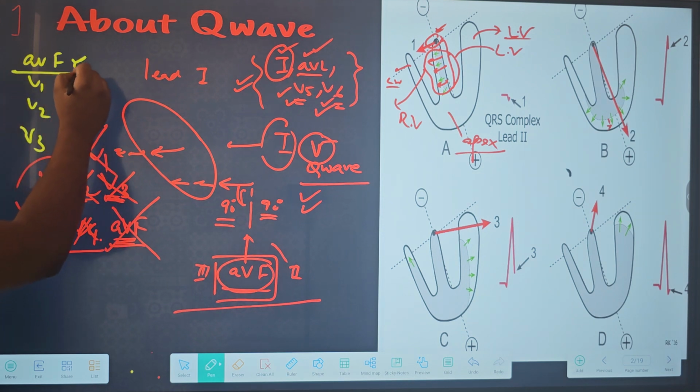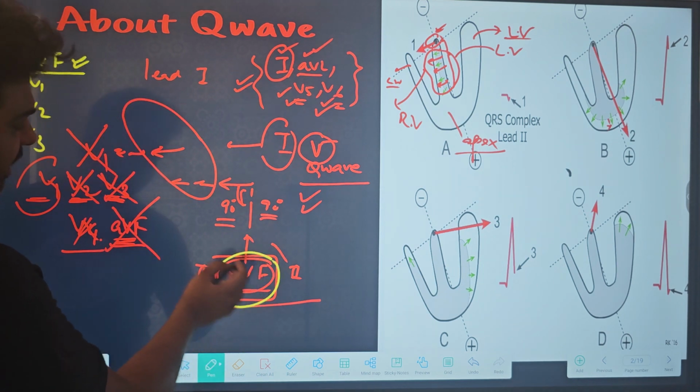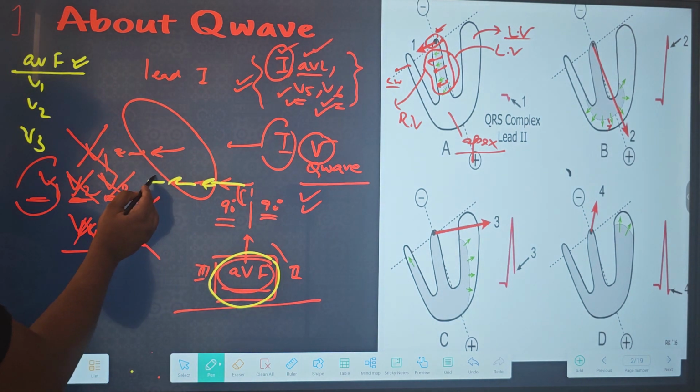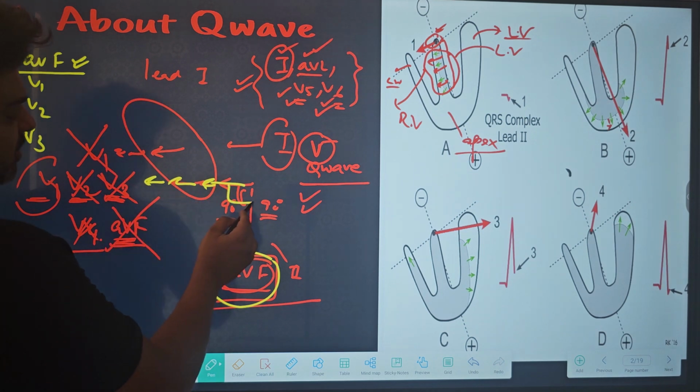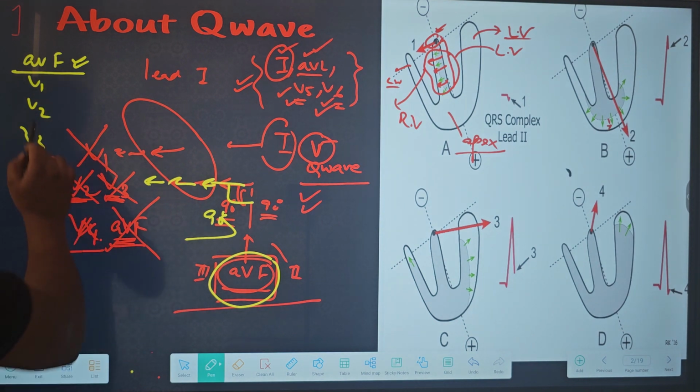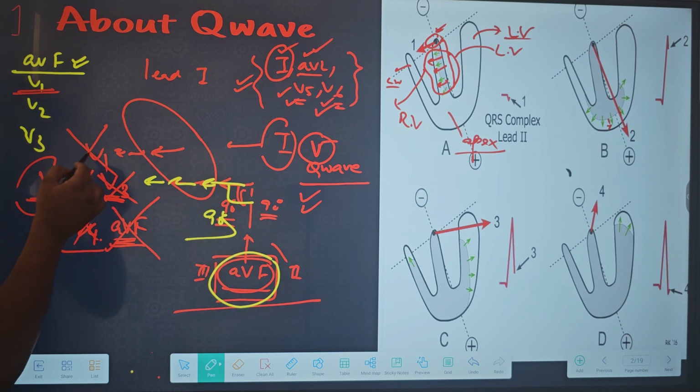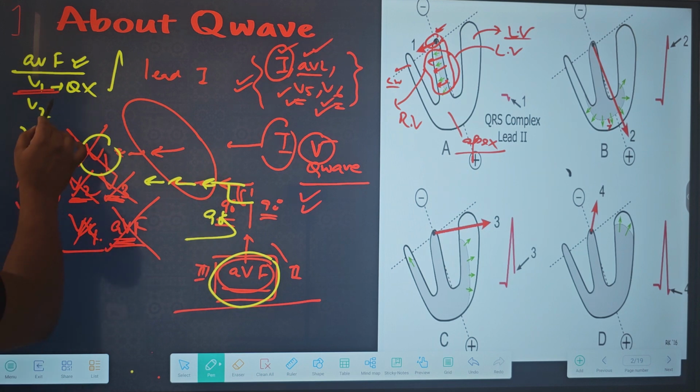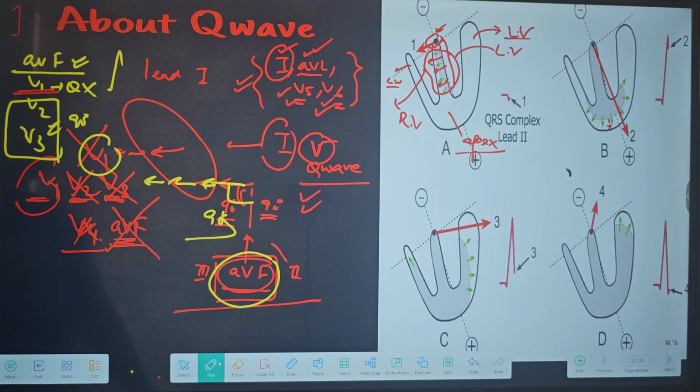Why AVF? Because AVF is the inferior lead. It is looking at the heart from the inferior side, and the direction of depolarization of the septum is from left to right, so it makes an angle of 90 degrees. So there will be no Q wave in AVF. And V1 is a right-sided lead, so the direction of depolarization will be towards V1. So there will be no Q wave here; directly there will be an R wave. And V2 and V3 are just in front of the septum, that is 90 degrees in the front. Therefore they will not be able to record the septal depolarization, so there will be no Q wave in leads V2 and V3.